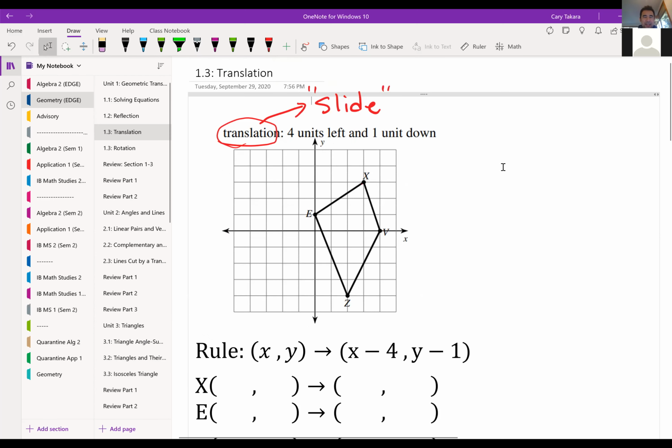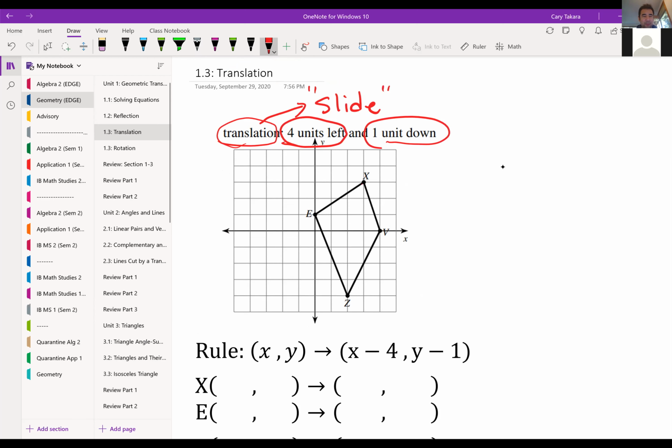So that's what slide is, or translation, okay? Every translation problem, you will be given a rule, how much you're going to slide. You will be given 2 numbers. First number, you're going to slide sideways. For example, this one, you're going to move 4 units to the left, right? And then you're going to move 1 unit down. And that is going to be the rule for this translation problem.